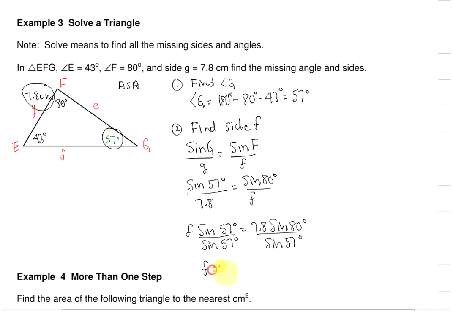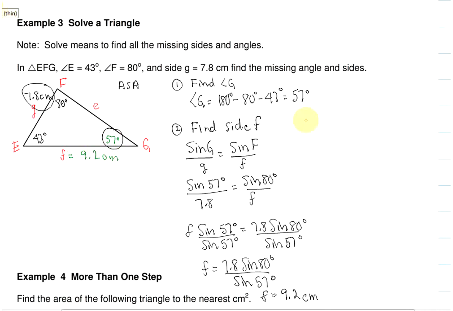And I get that F is equal to 7.8 sine of 80 over sine of 57. So F is equal to, and I put all of that into my calculator, and I get 9.2 centimeters. Okay, and I'm going to work it out to the nearest tenth because my side G is to the nearest tenth. Okay, so put that on my diagram. F is equal to 9.2 centimeters.